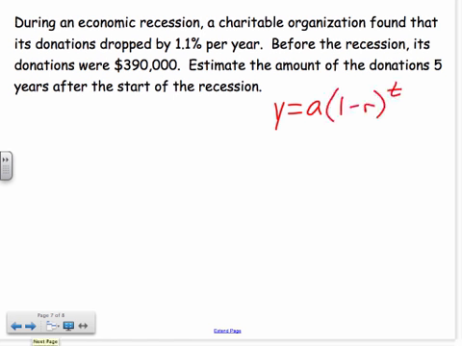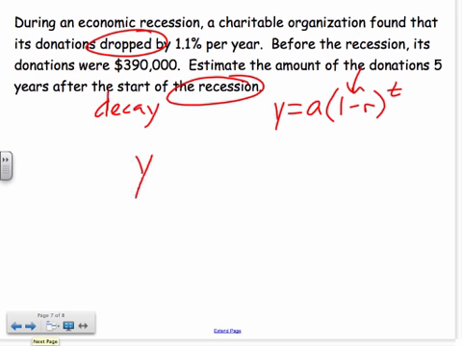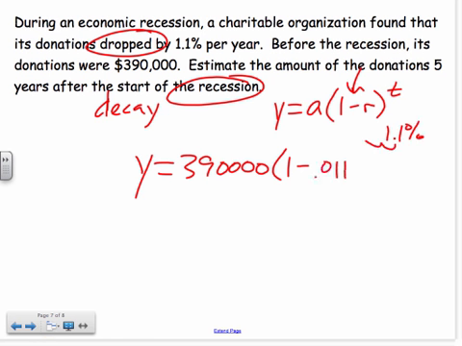Because it said estimate the amount of donations after the recession, right? It's got a recession, so it dropped. Those are my key words to know that I want to use a minus sign here, that it's got decay. So let's just plug in our information. We put in 390,000 for our initial amount times 1 minus, remember 1.1% as a decimal, move it 2 to the left, 0.011, and to the 5 years, right? 5 years it says up here.